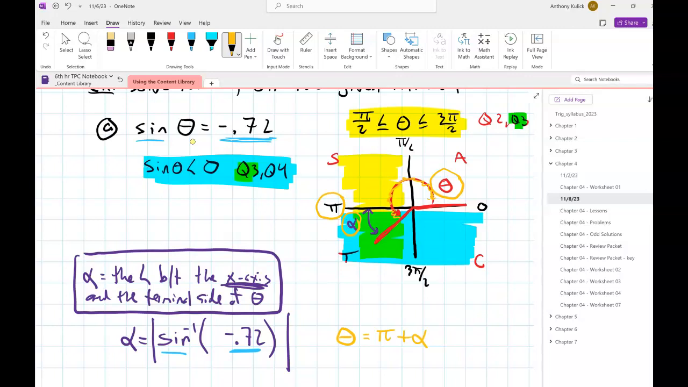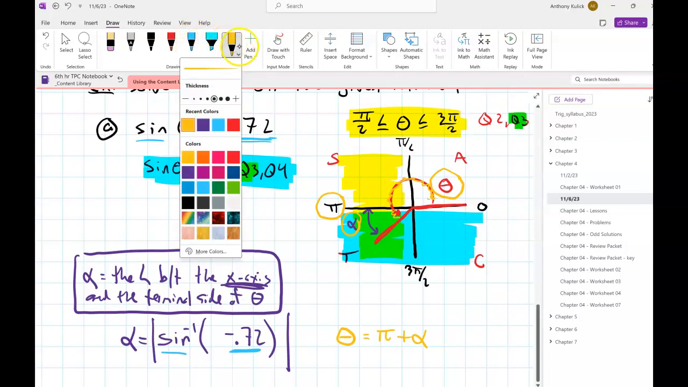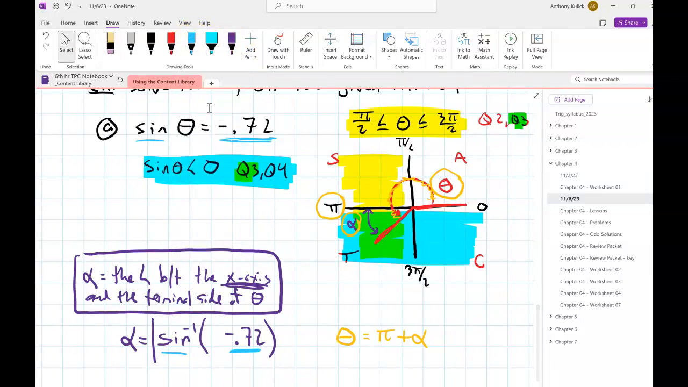Everybody buy what we just did there? Hold on one second, guys. I made a boo-boo here. This absolute value needs to be there. Sorry.